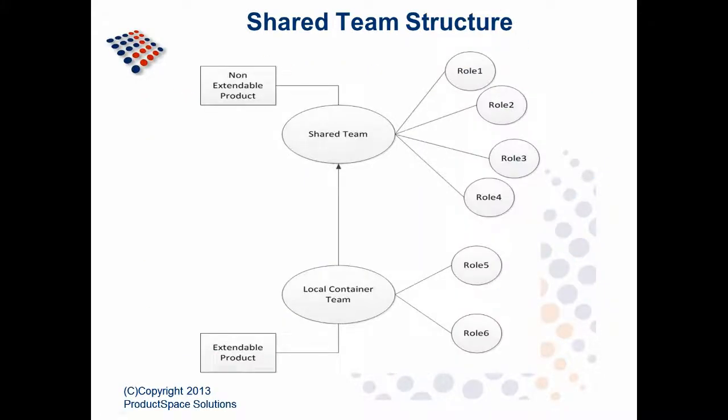So here's a schematic overview of how the information is structured. You have the shared team that you create at the organization level. It could have its own collection of roles, and then you could have a local container team on a particular context that inherits from the shared team, and the membership for that team is actually going to be a union of both the shared team and the local team. And as we mentioned already, you also have the option of just creating a non-extendable product, which is directly using the shared team, and there are numerous benefits as well.